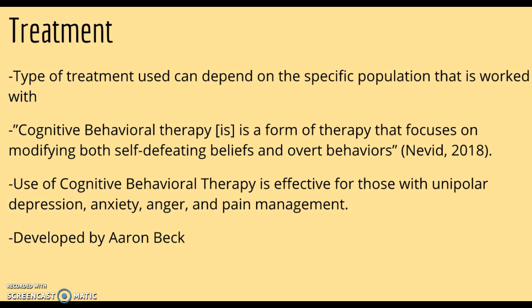So the type of treatment can be used depending on the specific population that it's worked with. One of the common therapies that is used is cognitive behavioral therapy, and that is a form of therapy that focuses on modifying both self-defeating beliefs and overt behaviors. And so use of cognitive behavioral therapy is effective for those with unipolar depression, anxiety, anger, and pain management. And it's effective for, not for all.